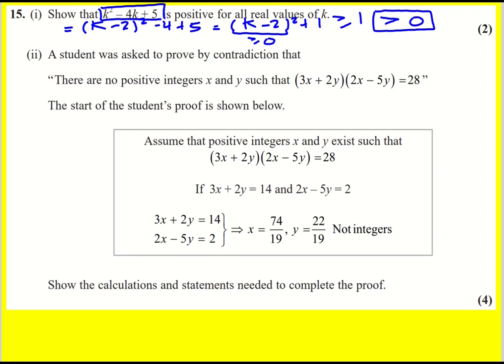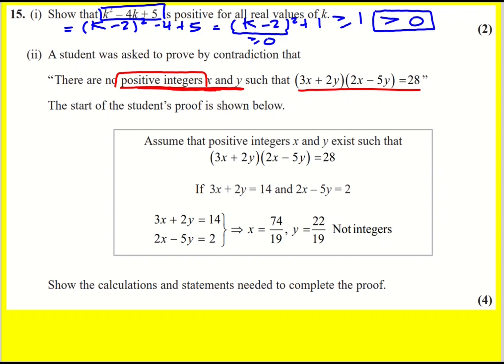The second part, a student's trying to prove by contradiction that this equation has no positive integer solutions for x and y. Just really note that we're not interested if x can be negative or y could be negative. We're only going to look at the positives. And the start of their proof is as shown, they assume that there are positive integers x and y. So we're only looking for integer solutions to this equation, but then we're going to try and obtain a contradiction.